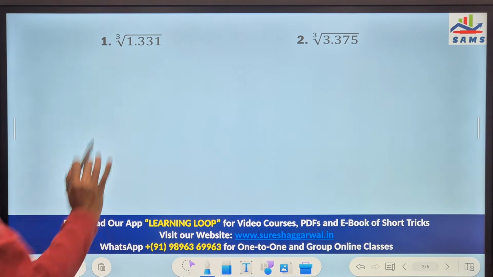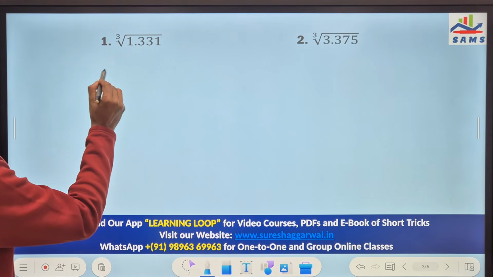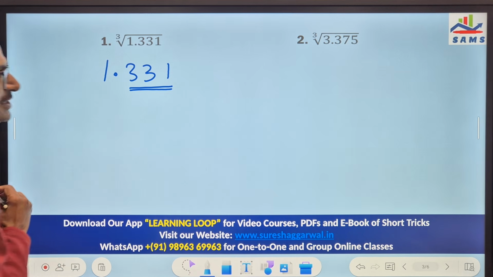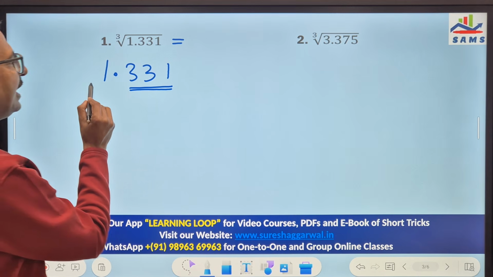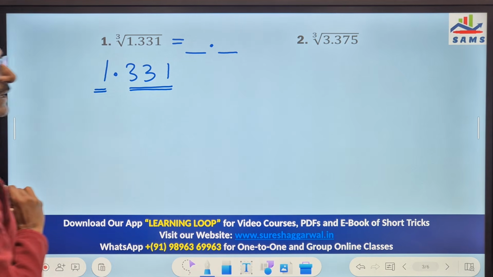Let's have this question, 1.331. After decimal we have 3 digits, so your answer will have 1 digit before and 1 digit after decimal, like this.